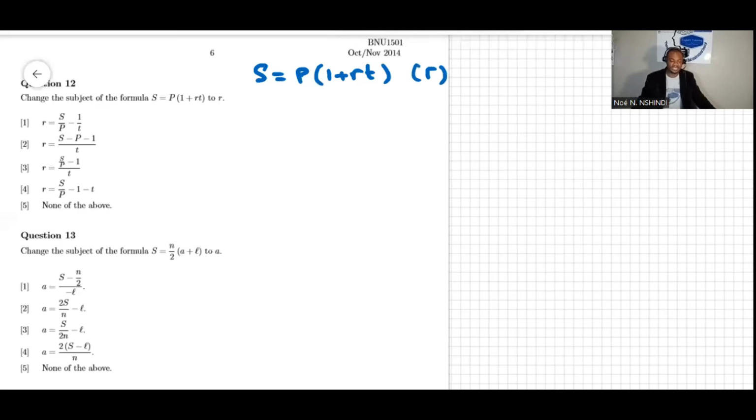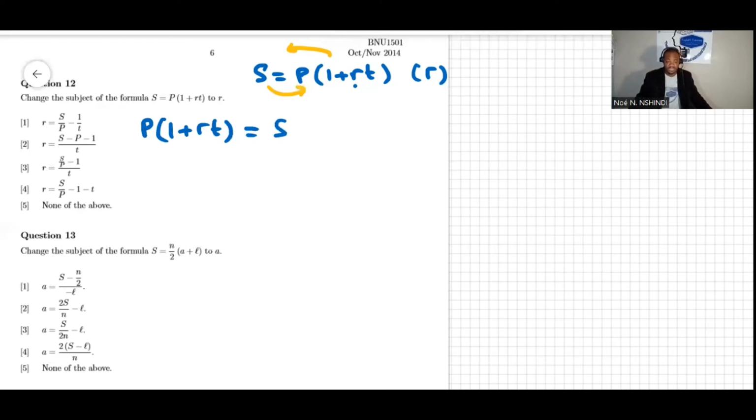To get R, I prefer to reverse the order, because I like to keep my unknown on the left-hand side. So I'll reverse because R is on this side. I want to switch the sides, so I'm going to write P open bracket 1 plus RT close bracket equal to S.